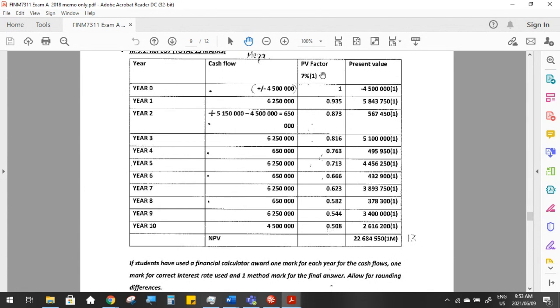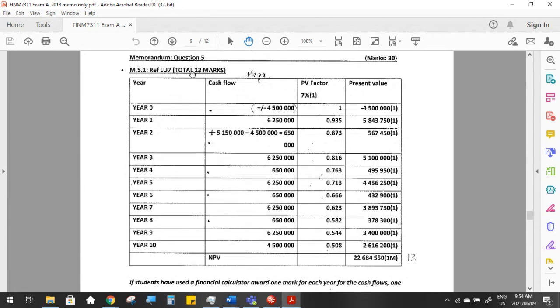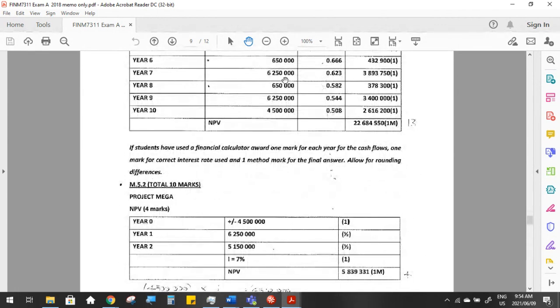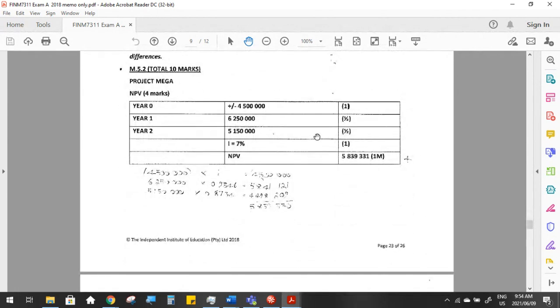If you make a mistake, you use the incorrect percentage there, you'll lose all of those marks. If your cash flow is incorrect, you'll lose all of those marks. So this is a very easy question to get the 13 marks if you get it right, but it can also be a disaster and you can lose the whole lot if you're not sure of what you're doing. Okay, so that's a reinvestment question.